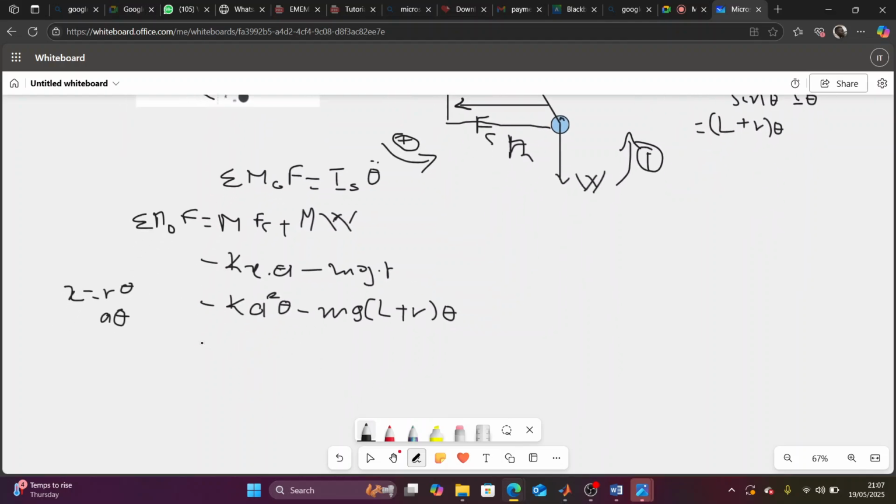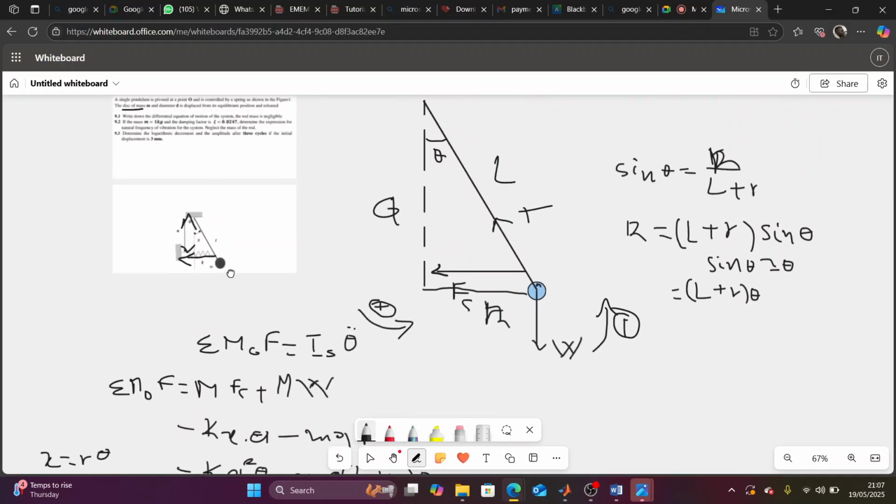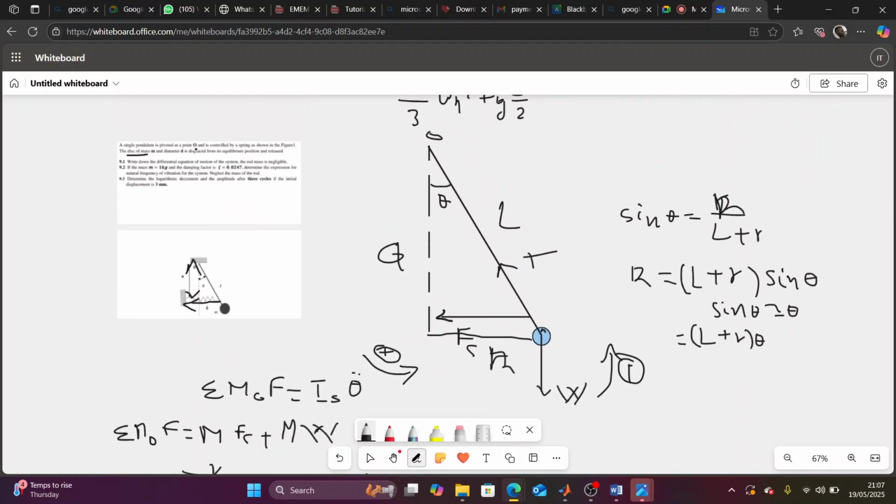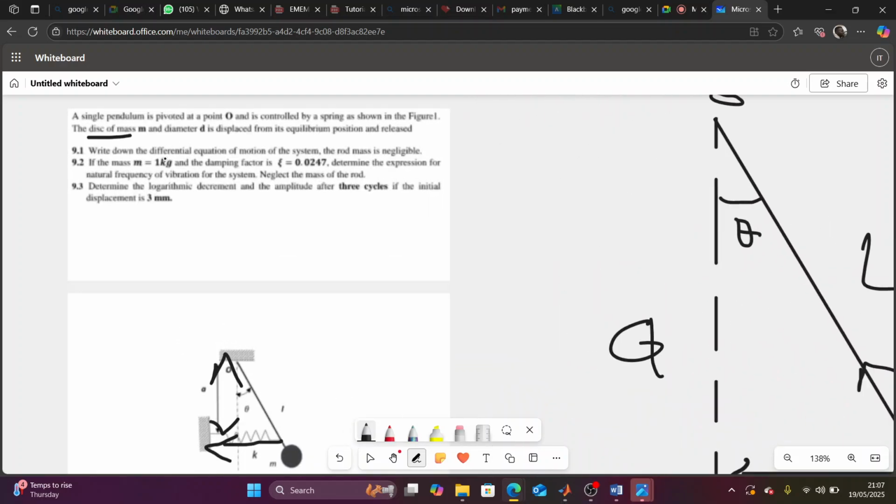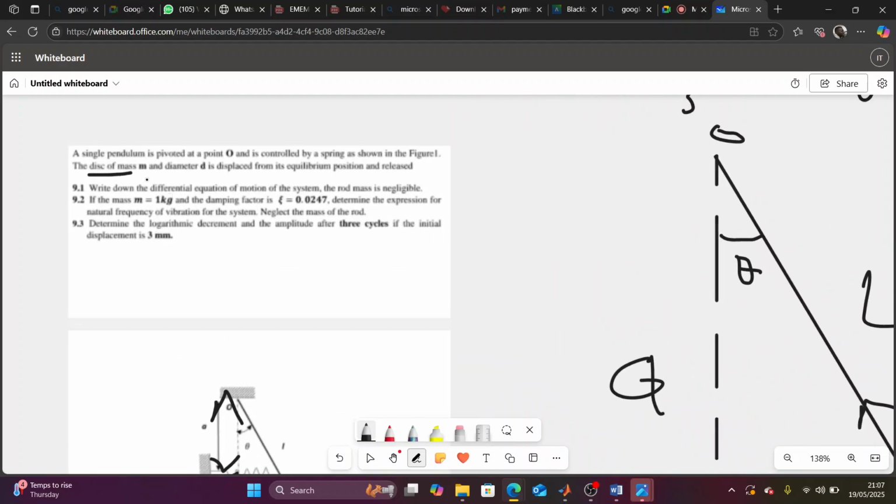Can we solve for the moment of inertia? Yes, we can. For the moment of inertia, what we need to do here is check how many masses we have on this system. We only have the mass of the disk. Do you agree, Mr. Ngozi and Andile? Yes. Do not agree? We agree.